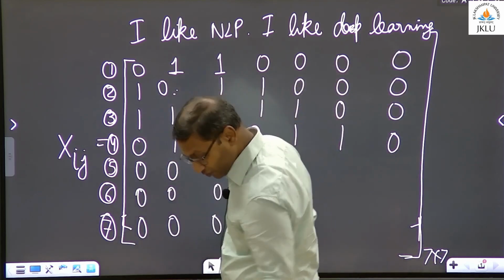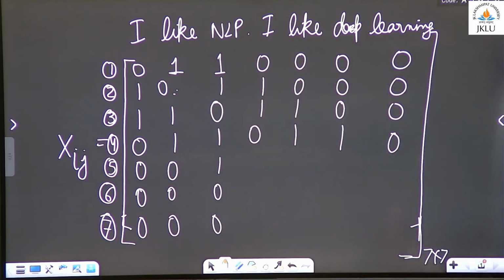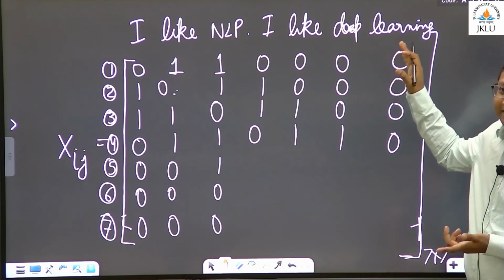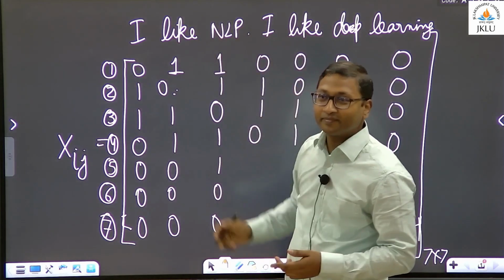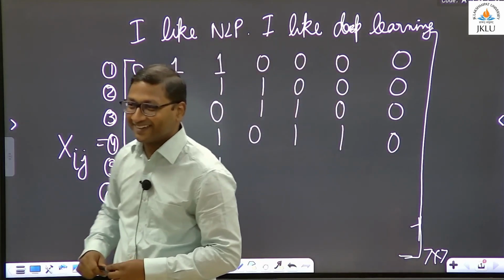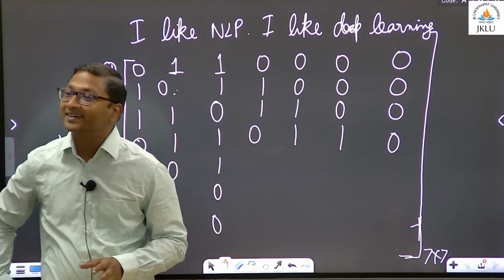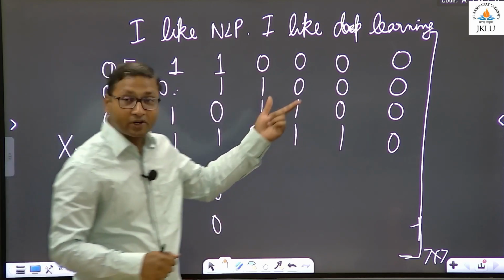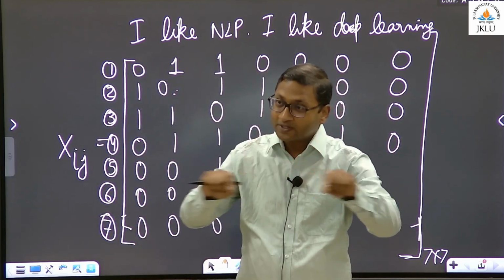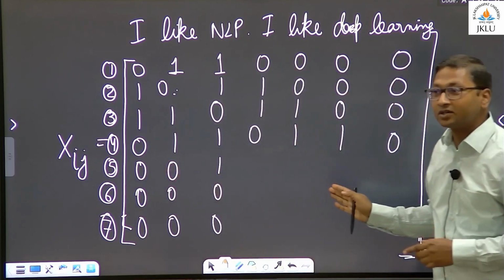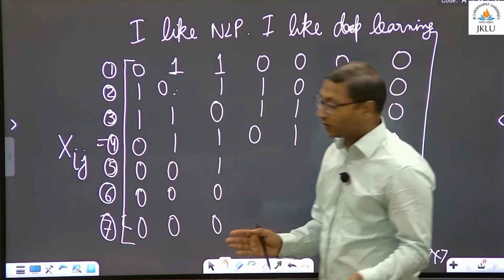So, of course, this won't work. It was so stupid of me to take this one. Why? Because see, for a 1 billion corpus size, this will be a 1 billion cross 1 billion matrix, and you don't want that, of course.